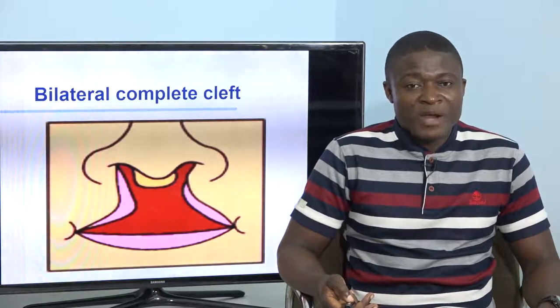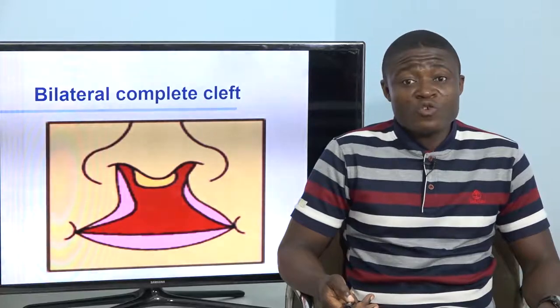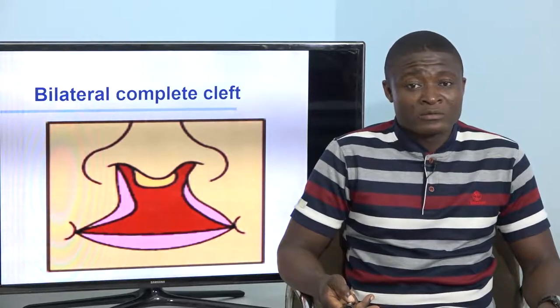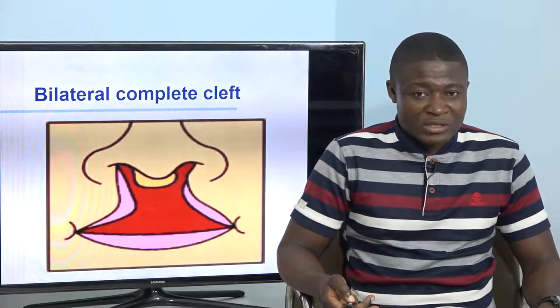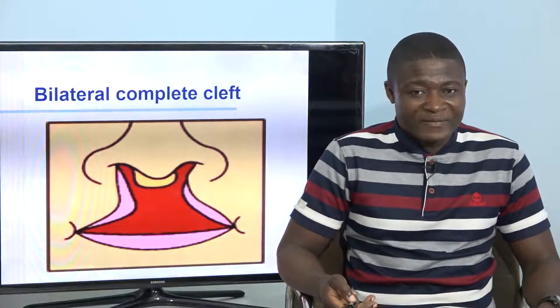You can see this one, which is on both sides. You have one on this side, one on that side, and it has gone all the way into the nostril as well. So it is complete and it is bilateral. So this is a bilateral complete cleft lip.